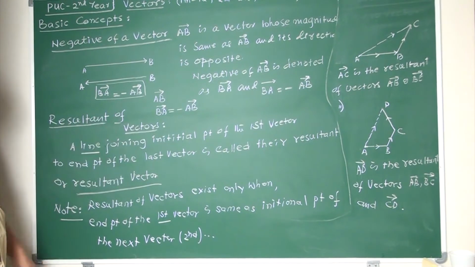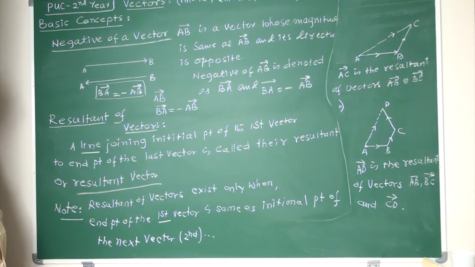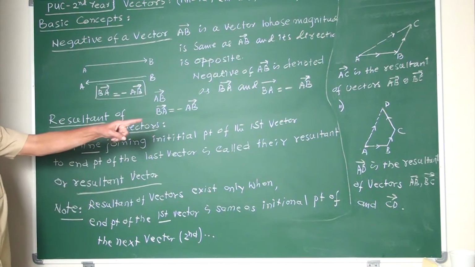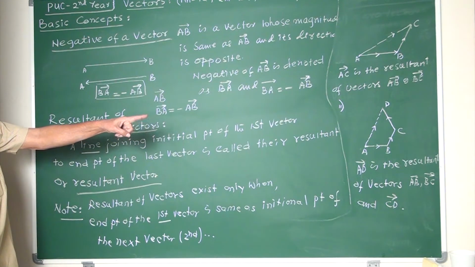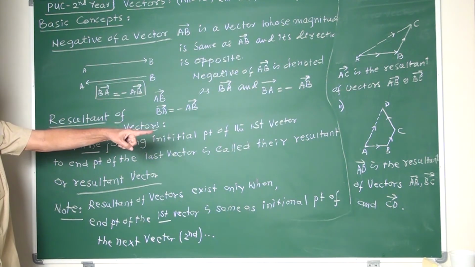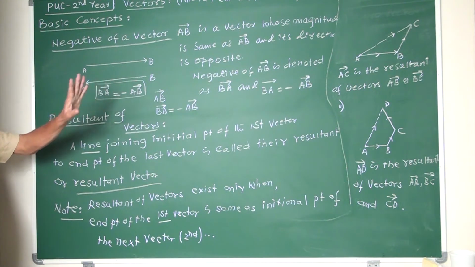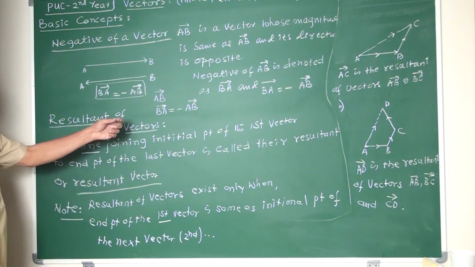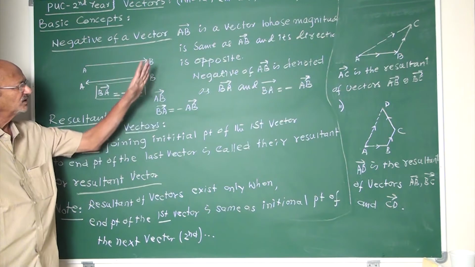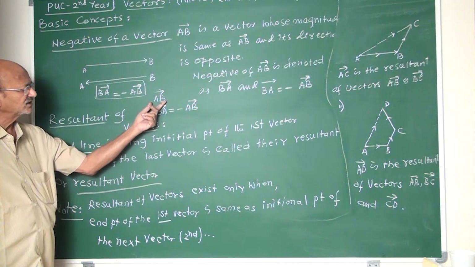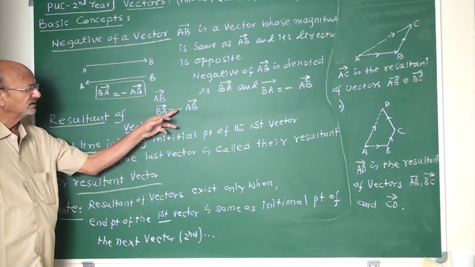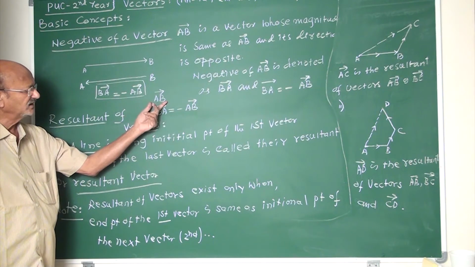If it is more than two, AB, BC, CD like that, you can take any number. In that case, what is the resultant? The line joining the initial point A to the end point D. So, AD is the resultant factor of what factors? AB, BC and CD. And this is, my friends, about the resultant of factors. This is a negative of a factor. Remember, if you change the direction of the factor AB as BA, the sign changes, it becomes minus the factor AB.